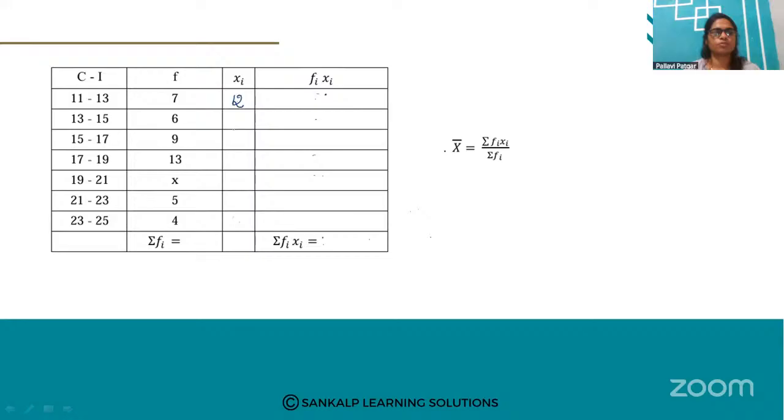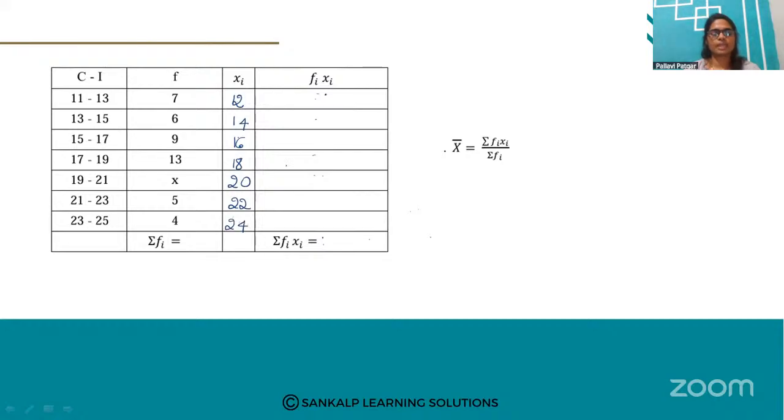13 plus 15 divided by 2 is 14. 15 plus 17 divided by 2 is 16. 17 plus 19 divided by 2 is 18. 19 plus 21 divided by 2 is 20. 21 plus 23 divided by 2 is 22. 23 plus 25 divided by 2 is 24.